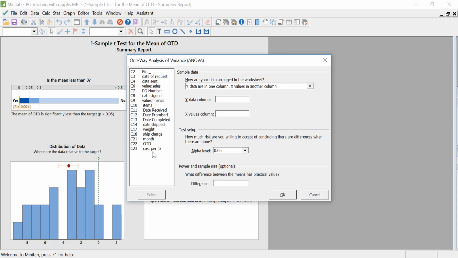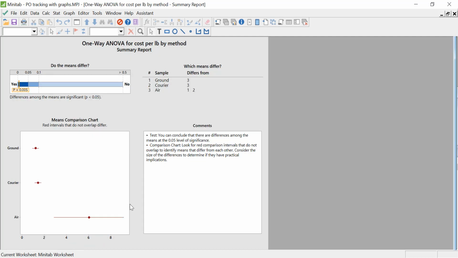So the Y data is this cost per pound. The X variable, right, is going to be the method. You need to double click to get that selected. And what we find out in our summary report here is, do the means differ? Yes, they do. There is a significant difference among the means. They also have ground for courier and for air. In the comments section, you can conclude that there are differences among the means.